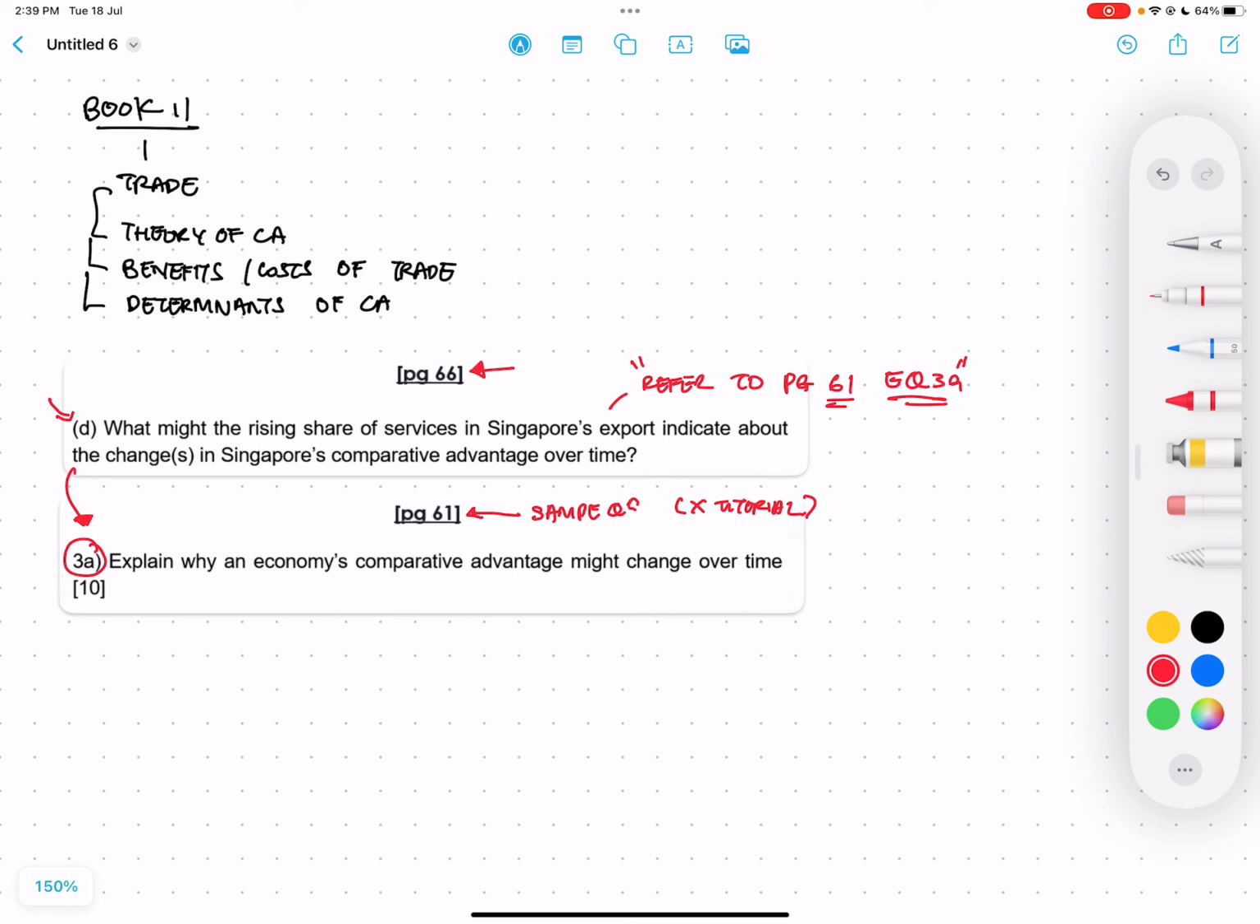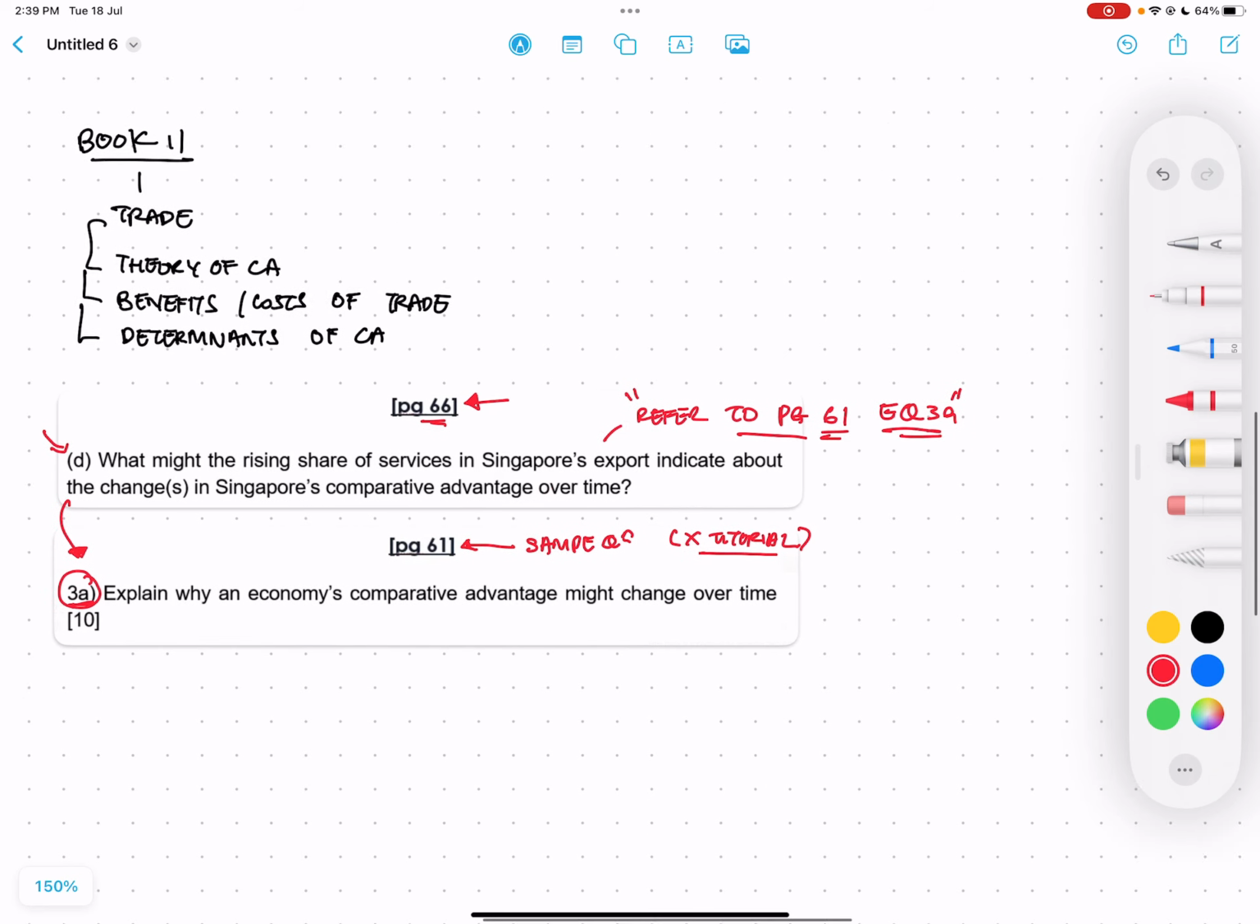Okay, if not, just to recap, so today we are doing page 61, essay question 3A of the sample questions. Again, it's not inside the tutorial, but the question in the tutorial is on page 66. Okay, then you just tell yourself to refer to this. Okay, so let's just do a quick recap first, okay?